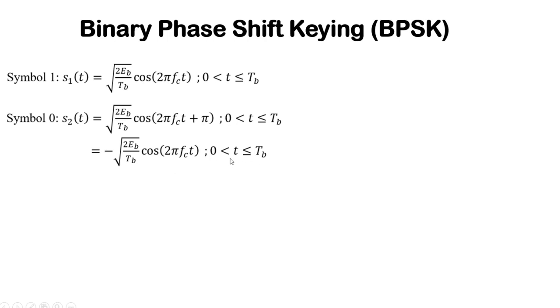For the next bit it will be TB to 2TB, for the third bit 2TB to 3TB, and so on. So this function is only for a single bit. As we considered the first bit, here the starting angle is pi for the first bit, 0 to TB. For the second bit it will become 3 pi, and so on.